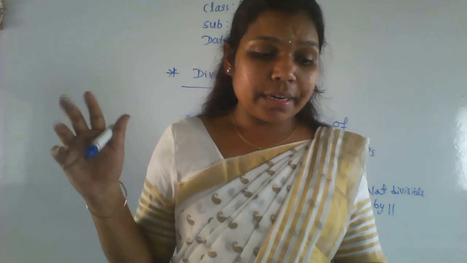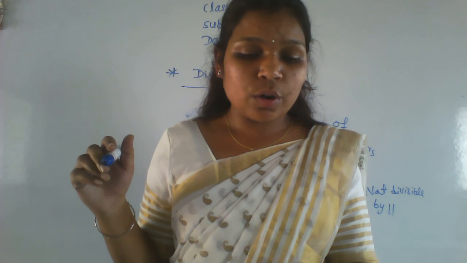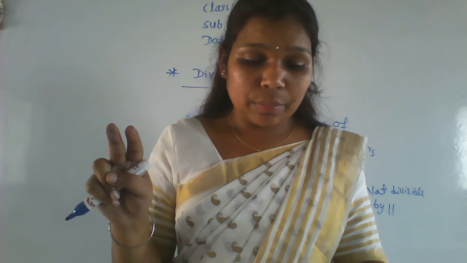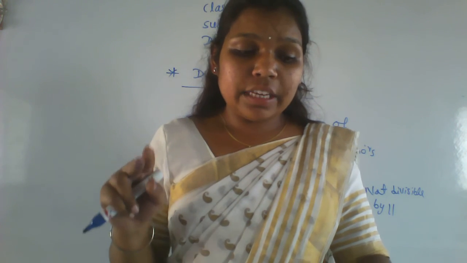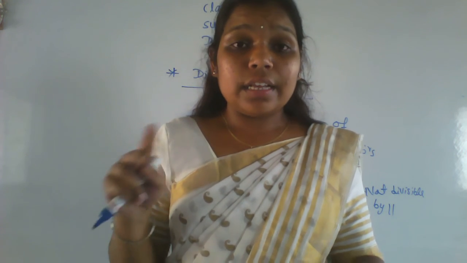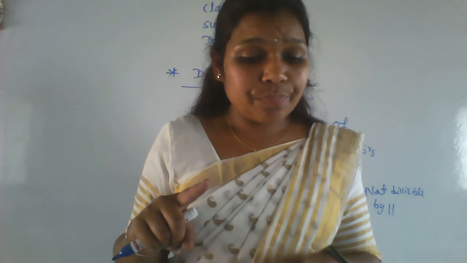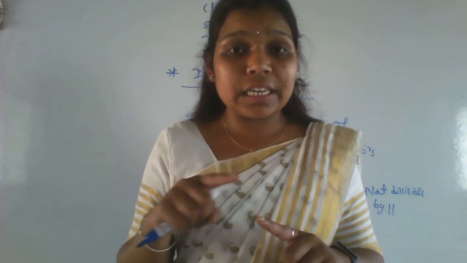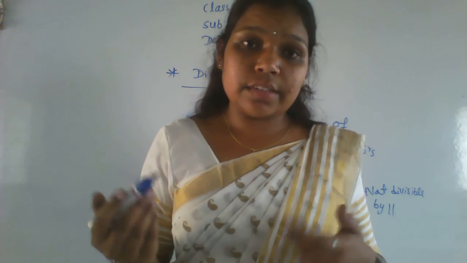Third property: if a number is a factor of each of two given numbers, then it must be a factor of their sum. In the given example, we know that 3 is a factor of 9 as well as of 24. 3 is a factor of both 9 and 24. Do the sum of 9 and 24, that is 24 plus 9, we will get 33. So 3 is a factor of 33. Yes, it is a factor of 33.